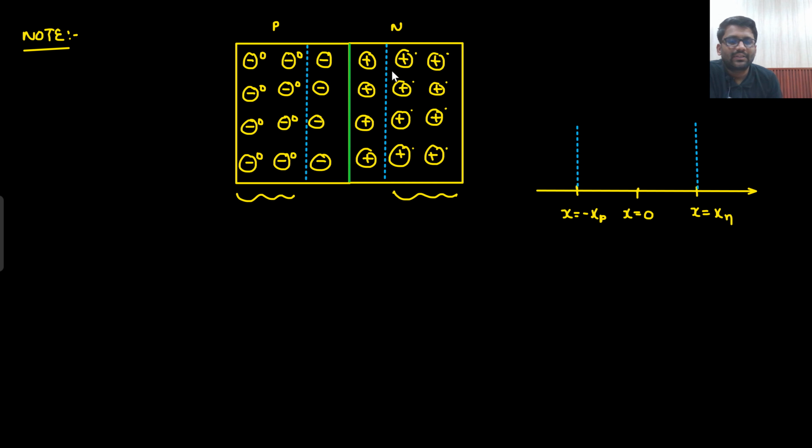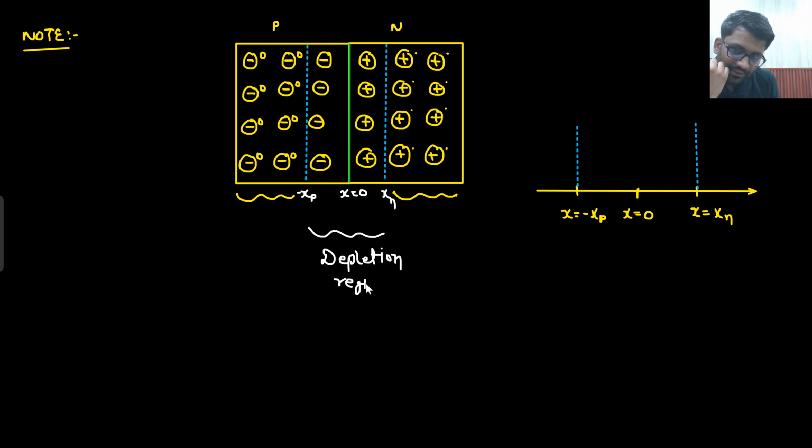So what we need to do is discuss this depletion region. We will do that, but first let's do the naming. So what are these things known as? This is my x equals 0. This I call x equals minus xp, and this I call x equals xn. This whole region is known as the depletion region.